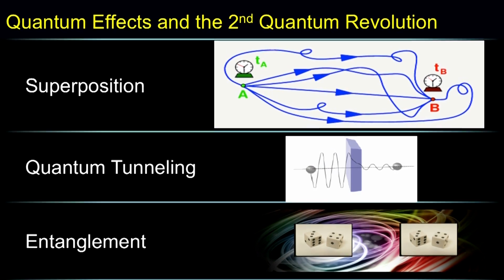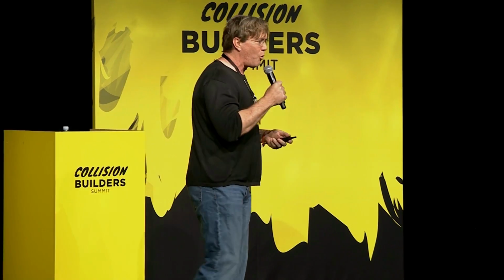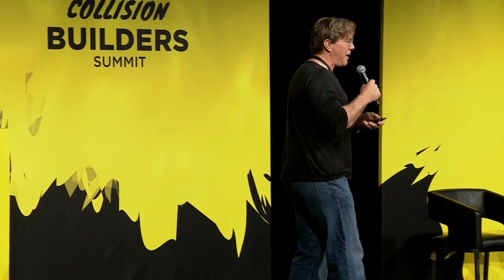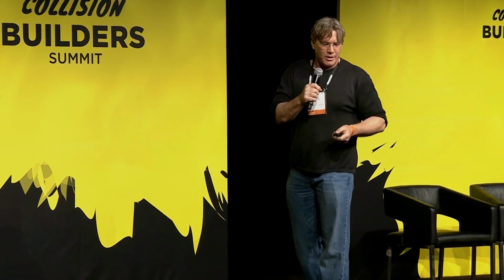Another effect is quantum tunneling, wherein I can have an object on one side of an impenetrable barrier, and it will disappear and appear on the other side of that wall. That's another way that you could escape and explore domains that would otherwise be forbidden to you as a classical entity. And finally, quantum entanglement, which really bothered Albert Einstein.